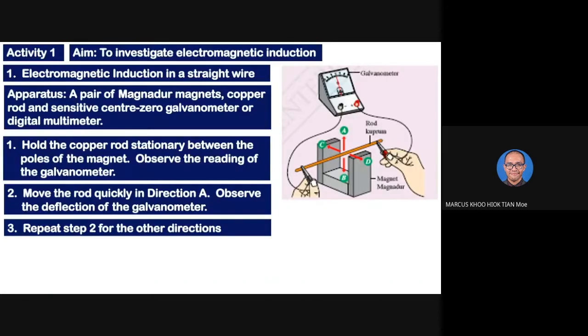Alright, so let's get this idea lah. So let's say you have a pair of magnets. Okay, this magnet here, magnet lah. Okay, and you hold a conductor. This is a conductor. Okay, a copper rod is a conductor. Okay, and the conductor is disambung kepada this thing called the galvanometer. Okay, let me tell you about the galvanometer.